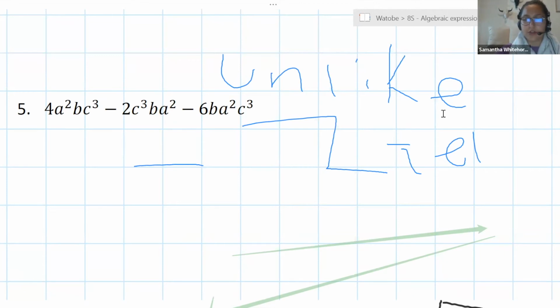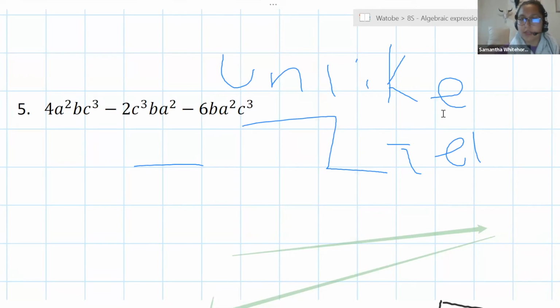Awesome, 3 terms, well done. Right, I see there's a question for question 4. I'll come back to that in a second. My next question to you is, are all of these terms like terms? So remember, like terms are terms that have the same variables and the same exponents for all of those variables.